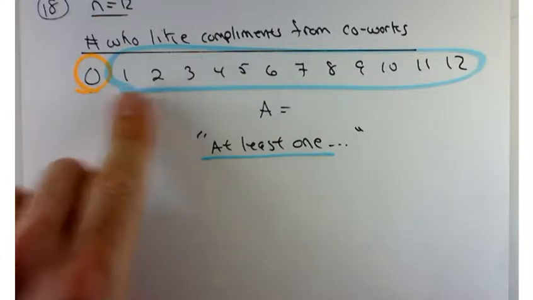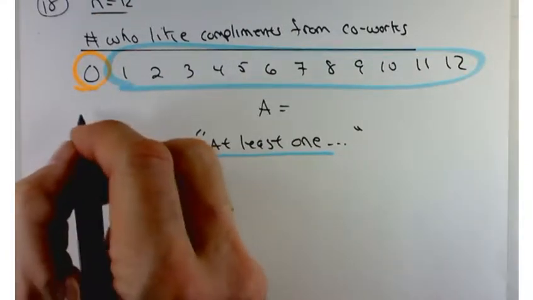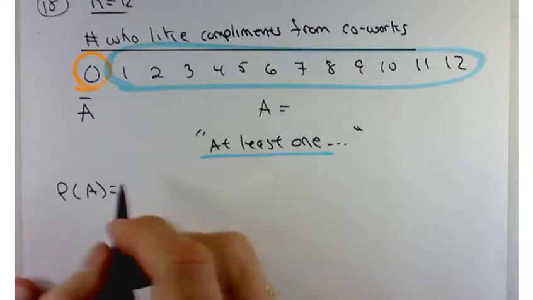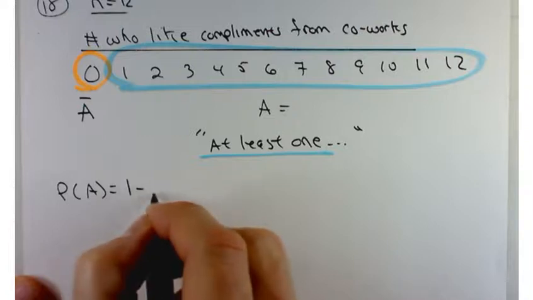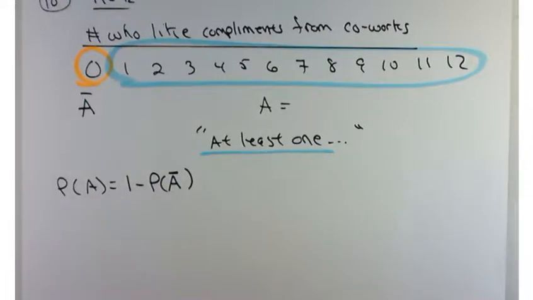What's this event? If this is event A, what could I describe this event as? Yeah. The complement of A or A naught? A bar. Lots of different ways we can describe that. But the probability of event A is 1 minus the probability of its complement. And that's the important thing to use here. When you see in the problem phrases like at least or at most, that's begging you to use the complementation rule.